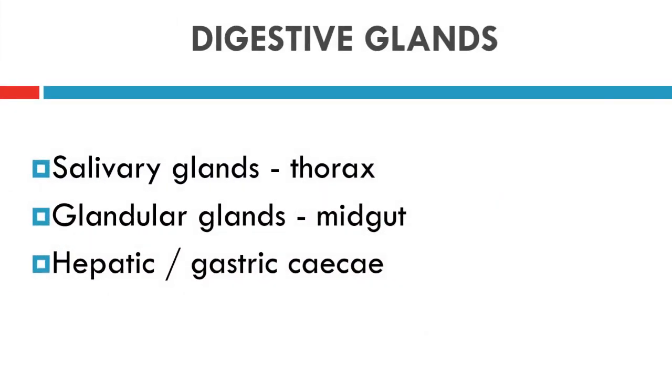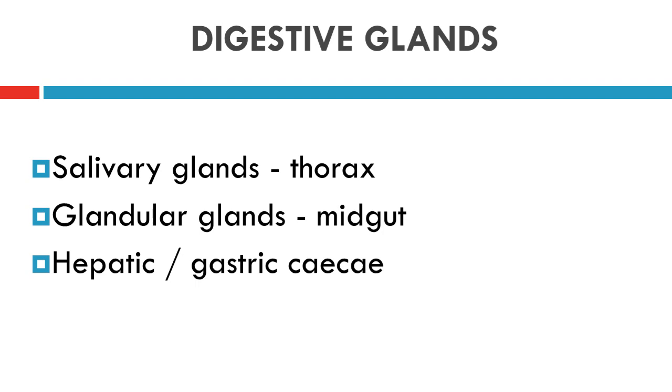Digestive glands. As we said already, a few digestive glands are associated with the alimentary canal to do the digestive process, right? Let us see what glands are associated with it. The first one is the salivary glands. A pair of salivary glands are located on either side of the crop, which is present in the thoracic region. The crop, as we said already, is like a stomach, a bag-like structure. On either side of the crop, the salivary glands are located.